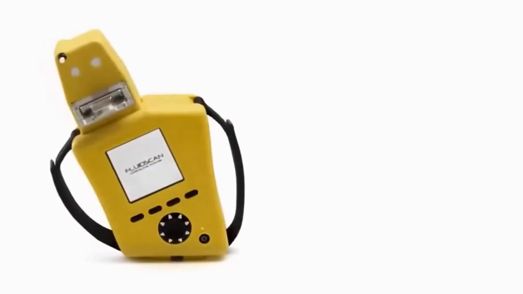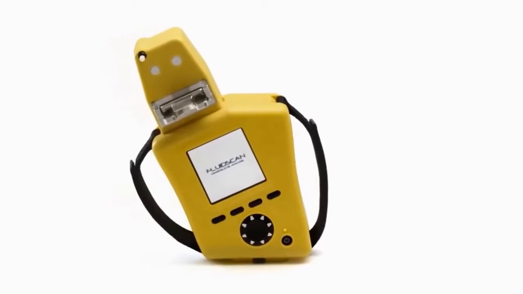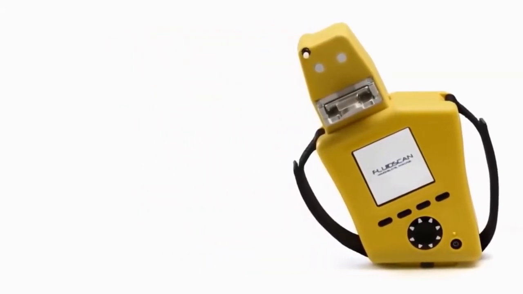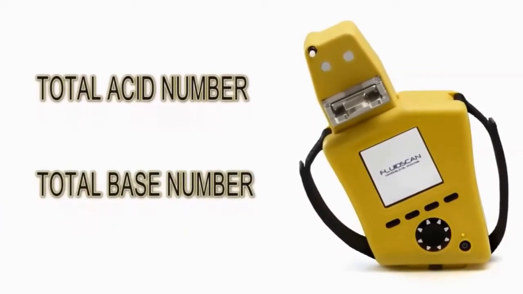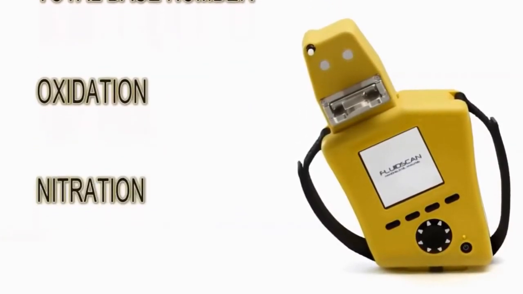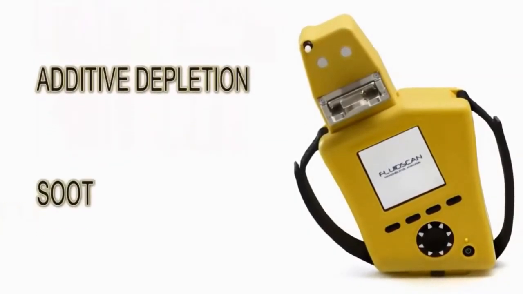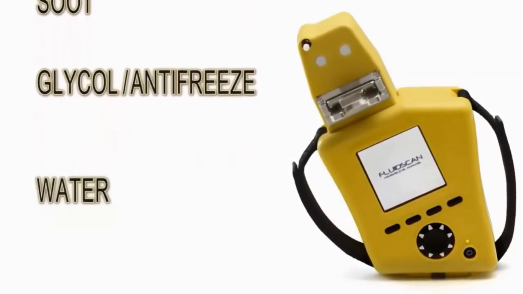The FluidScan provides immediate, on-site analysis of lubricant properties and accurately warns the user when it is time to change lubricant. It measures total acid number, total base number, oxidation, nitration, sulfation, incorrect lubricant, additive depletion, soot, glycol antifreeze, and water.